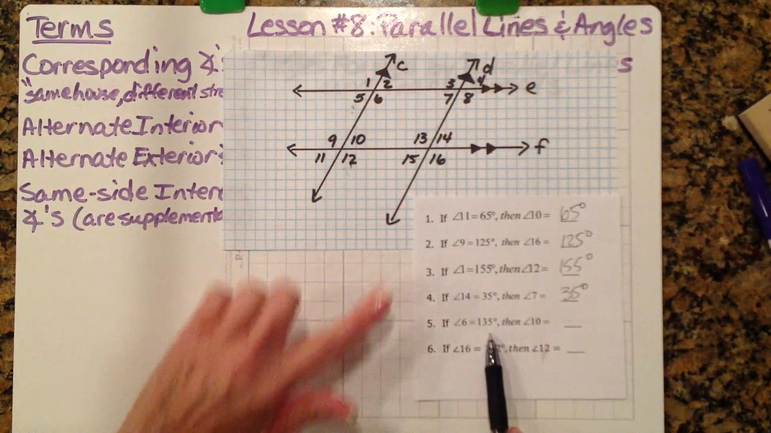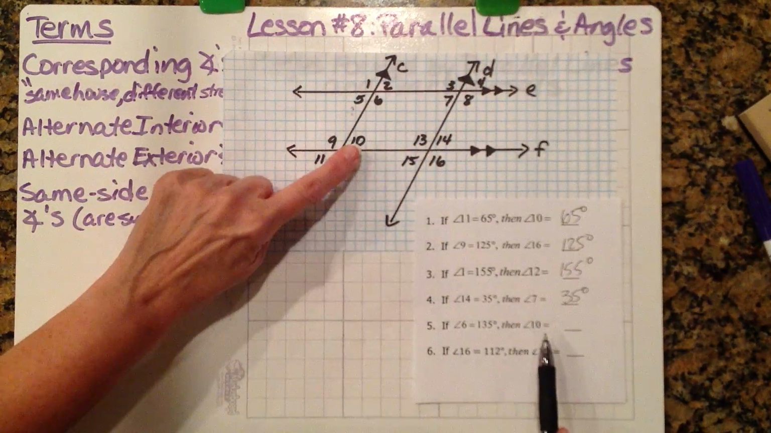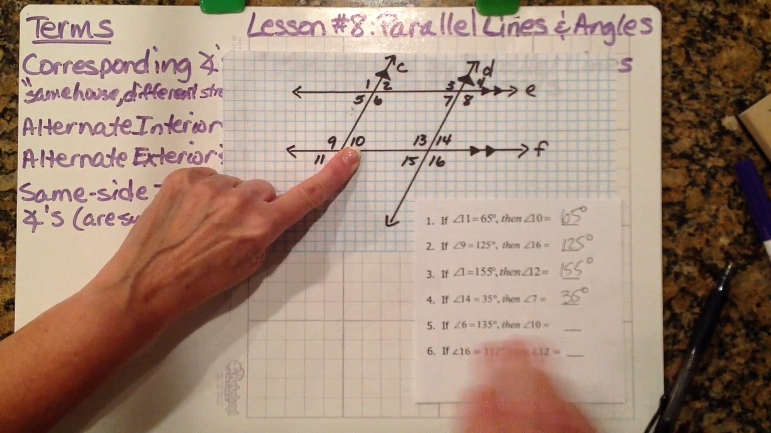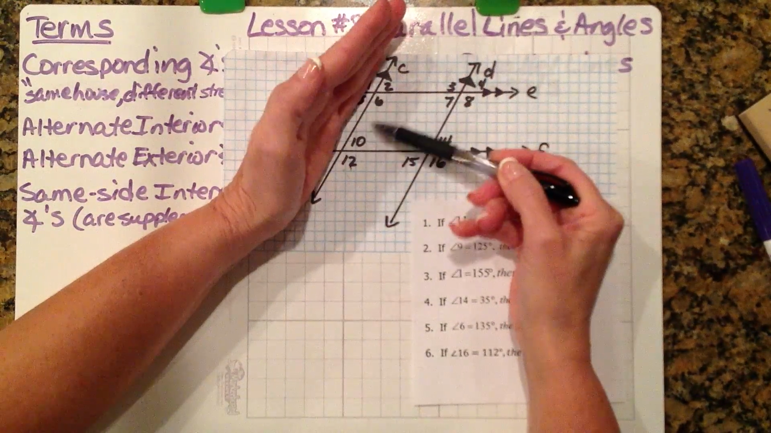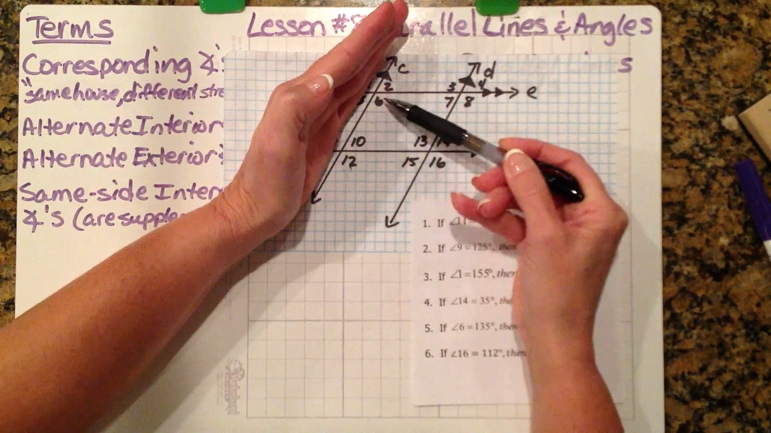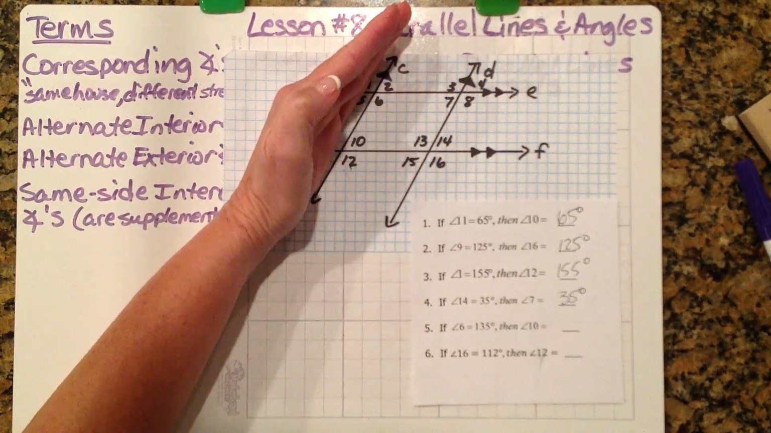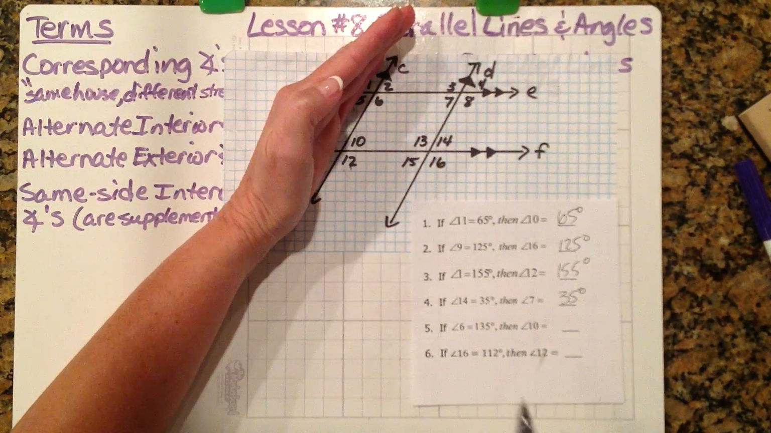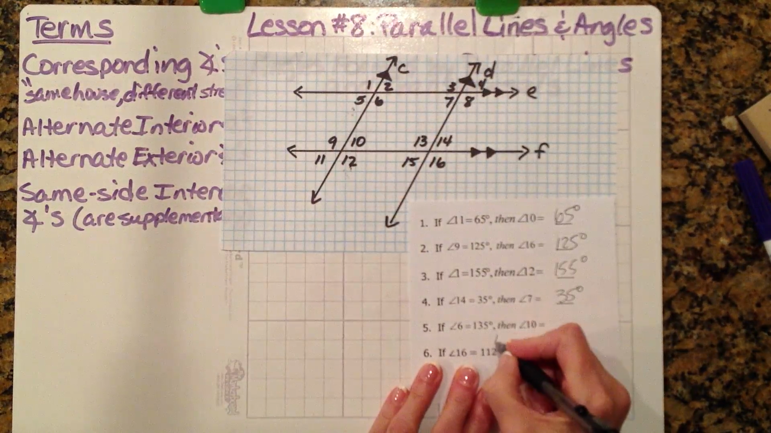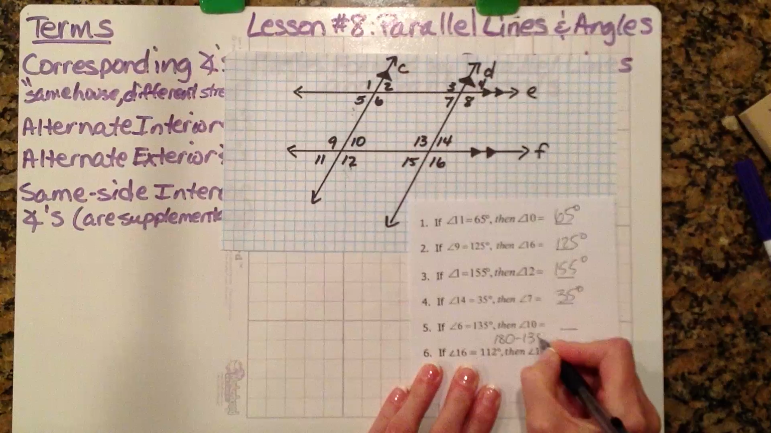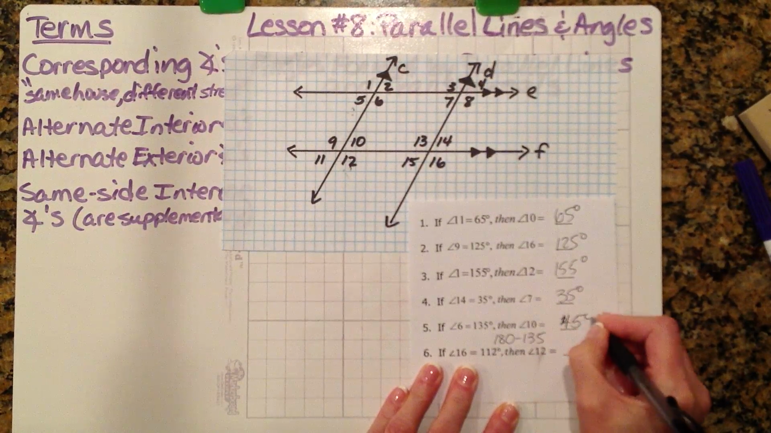Okay, angle 6, where is angle 6? That's 135 degrees. And then angle 10. All right, let's look at that. Angle 6 and angle 10 are on the same side of the transversal, and they're in the interior. They are same side interior angles. So they're not congruent. They're going to add up to 180 degrees. So I'm going to go 180 minus 135, and angle 10 is going to be 45 degrees.